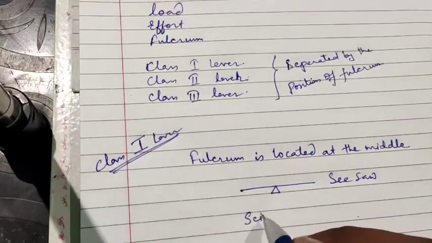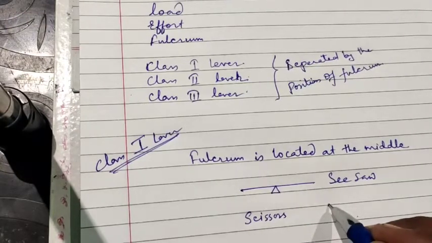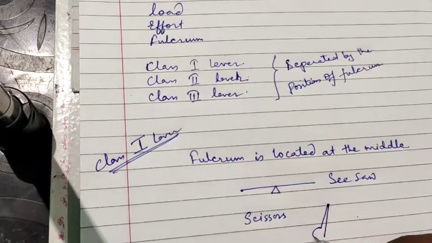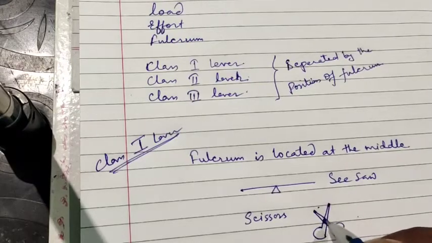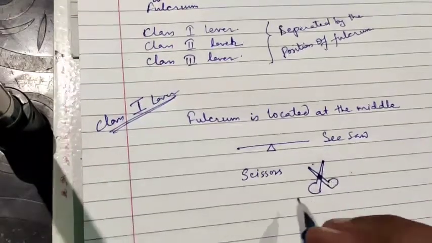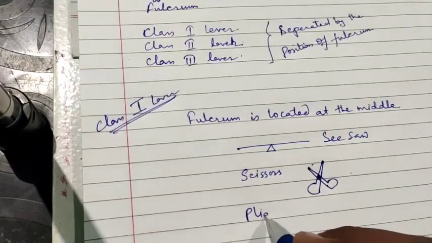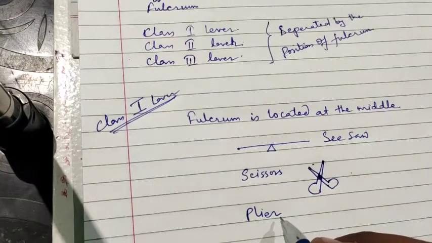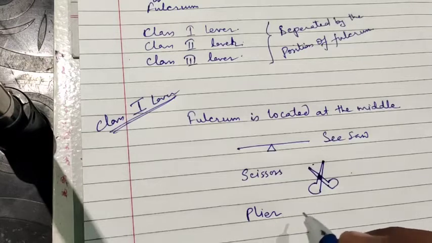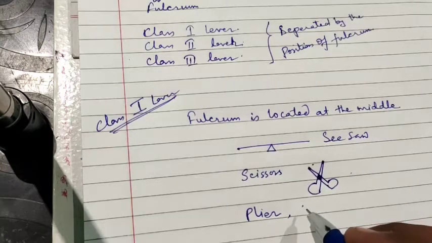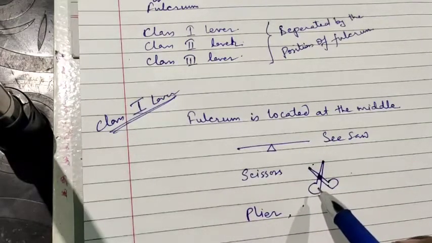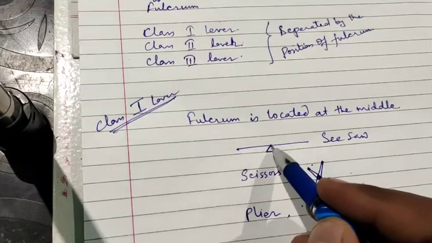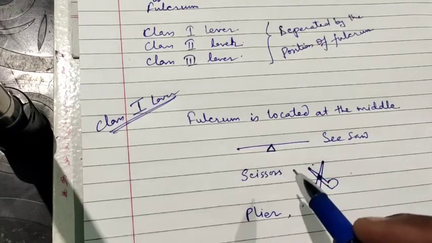Scissor, as we all know, is another example. Here this is the fulcrum which is in the middle. This is a first class lever. Pliers, this is also a first class lever. Then a catapult is also a first class lever. These are the examples of class 1 lever where the fulcrum is situated in the middle.